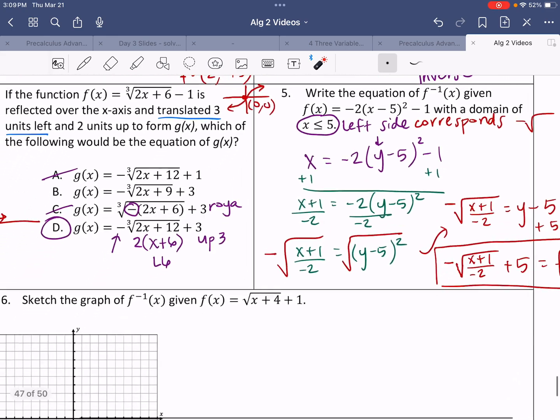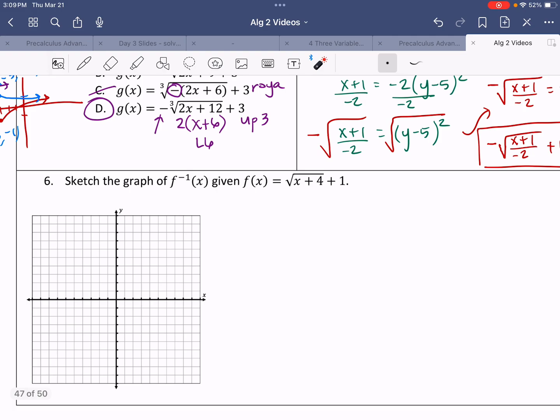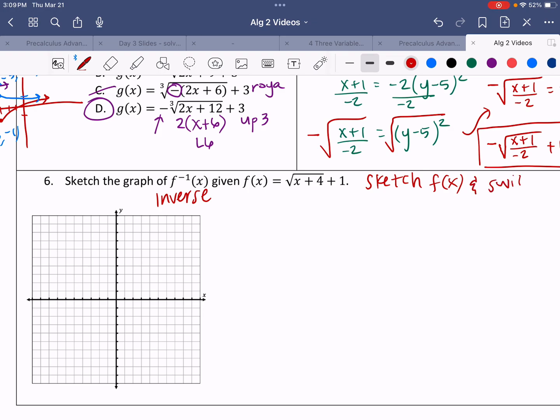Okay, the next one was one of the most missed questions. It says, sketch the graph of the inverse of f of x. So you have a couple options. You could sketch f of x. Some people chose to do this. Sketch the square root and then switch all of its x and y's.